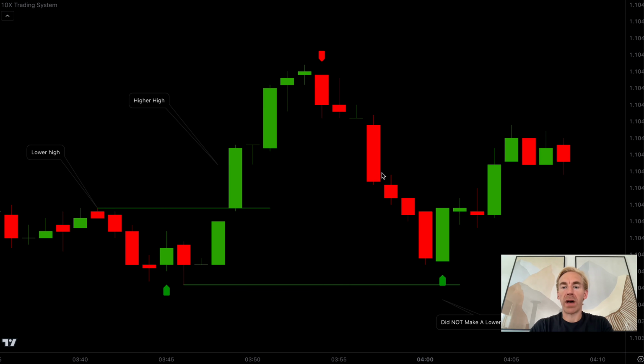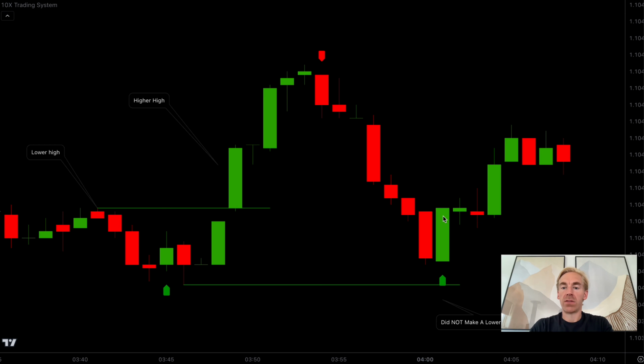Now, in this pullback, what you want to look for is this recent low hold. You don't want price to undercut this level. So we have a lower high, a lower low, a higher high, and now we want to see a higher low, confirmed by a 10x signal. So price did not make a lower low, price put in a 10x buy signal. These are signals based on price action, trends, and level strategies, and they are generated during the candle forming and confirmed at the close. So non-lagging and non-repaint.